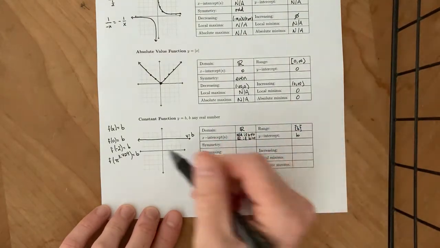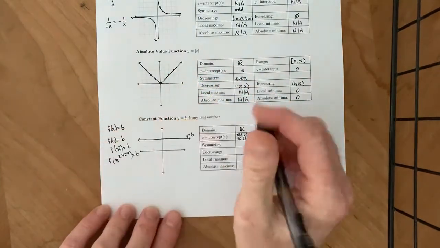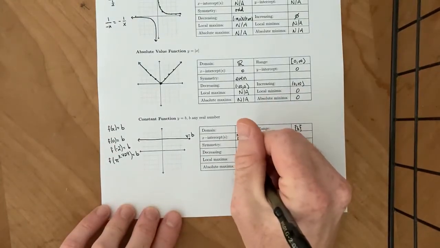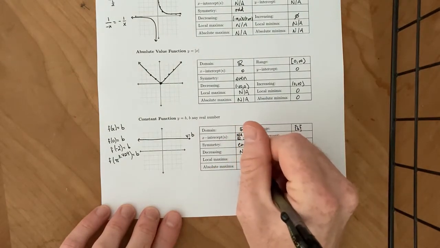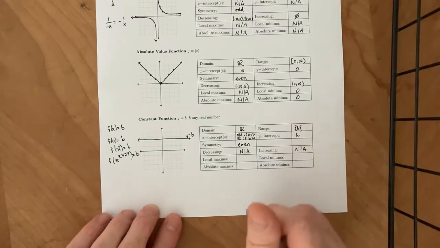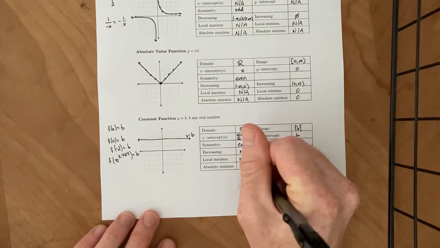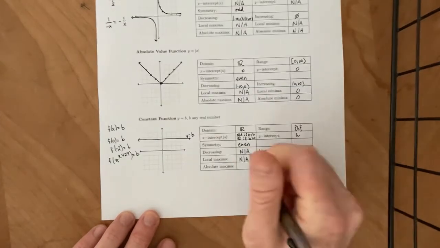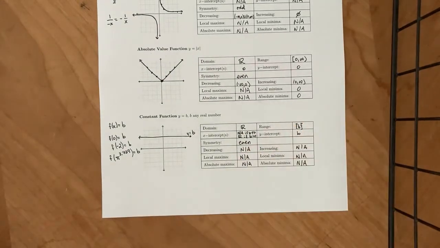Symmetry, this is definitely evenly symmetric. If you fold this over, that should fold right on top of that. Where is it decreasing? Nowhere. Where is it increasing? Also nowhere. Local max, absolutely nothing is changing. So there is no max, there is no min. It's really straightforward, kind of boring.